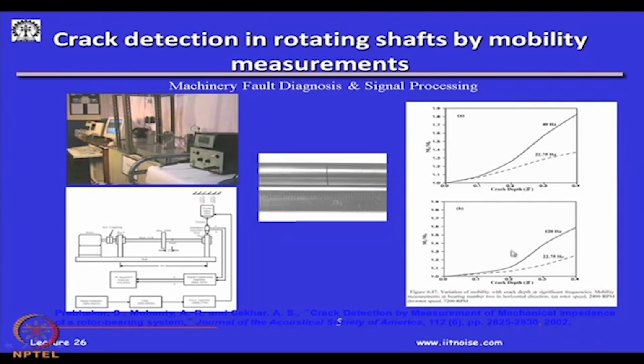Actually, these two graphs summarize the results. Let me explain what we did here. What we did essentially is we measured the mobility. To do that, we have this system wherein you see this shaft with a heavy disc, and we introduced a crack very close to the disc. This disc is responsible for opening and closing the crack, and we try to measure the impedance of the system at any one of the bearing locations.